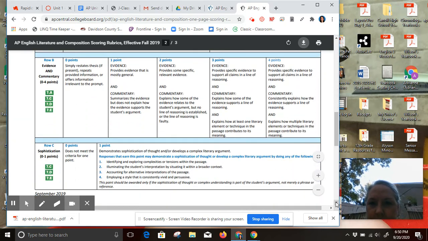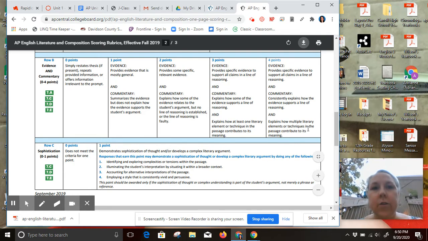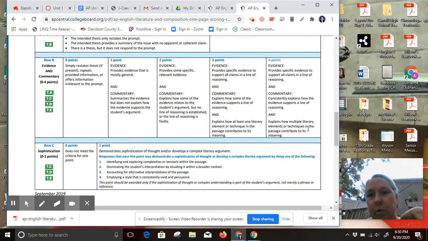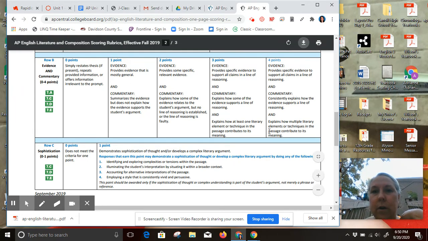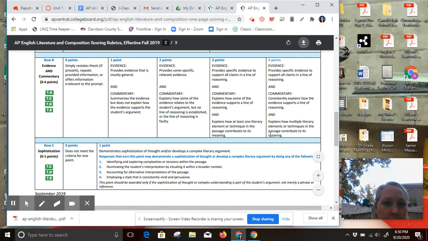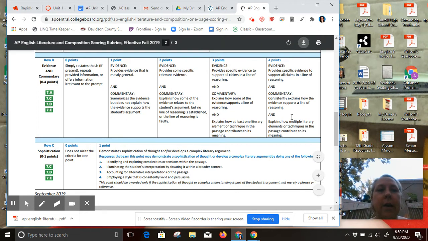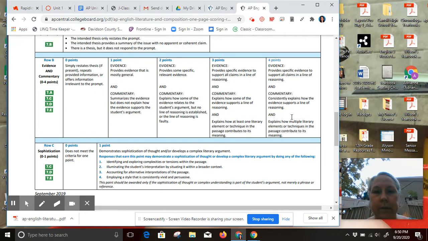Okay. So the last one explains how multiple literary elements or techniques in the passage contribute to its meaning. So you can't just focus on irony, or you can't just focus on symbolism. You have to express multiple literary elements. Okay. And I would focus each paragraph on a different literary element and use those to prove your thesis.